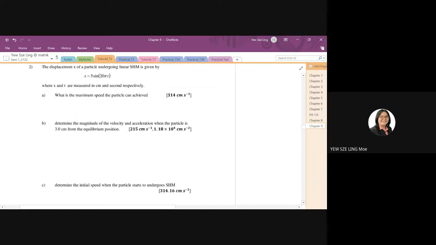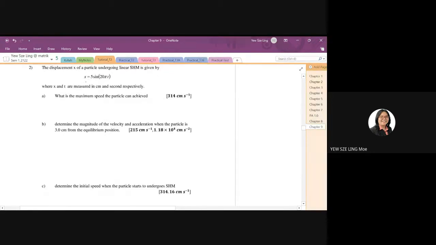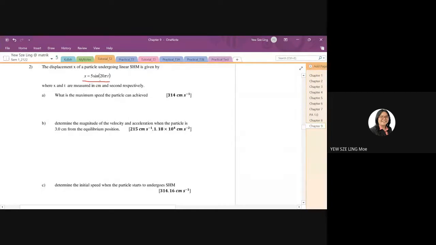Now, question number 2. This is a question where you are given the displacement of a particle, and then it wants you to calculate different types of velocity. So the displacement x of a particle undergoing linear simple harmonic motion is given by this equation. Now, if you remember, what did I tell you on Monday? Whenever you're given an equation, what are you going to do? Always compare it with the general equation.